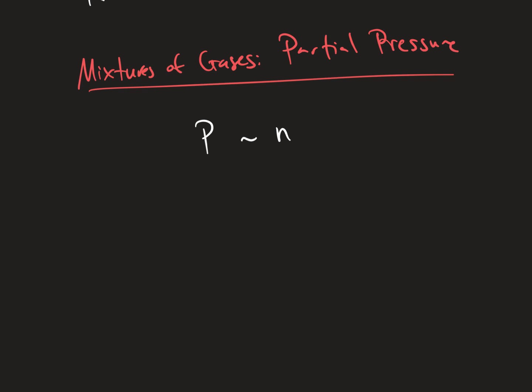And we can say that the total pressure of our gas, of our mixture of gases, is proportional to the total number of moles. And we can also say that the partial pressure, or that's the pressure of one of the gases, is proportional to the number of moles of that gas. I'm using A as a general variable. Are you okay with that? We'll do examples where we talk about different gases, but does that make sense?